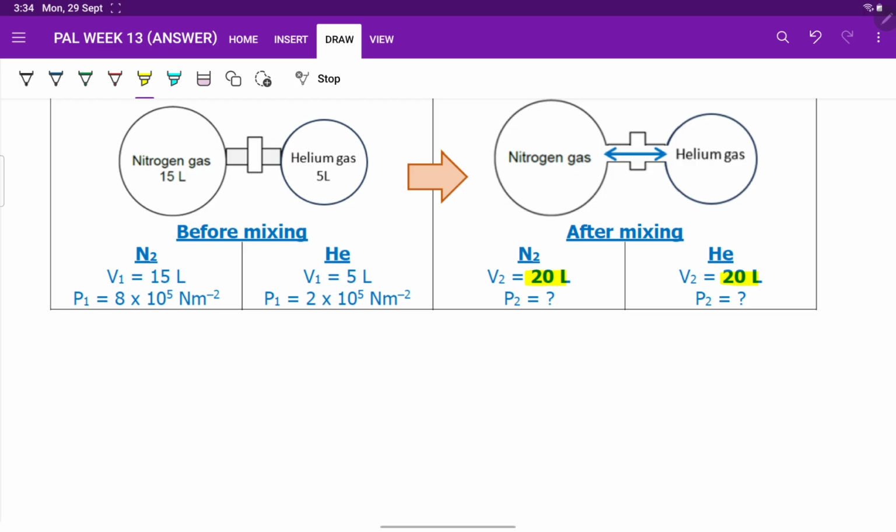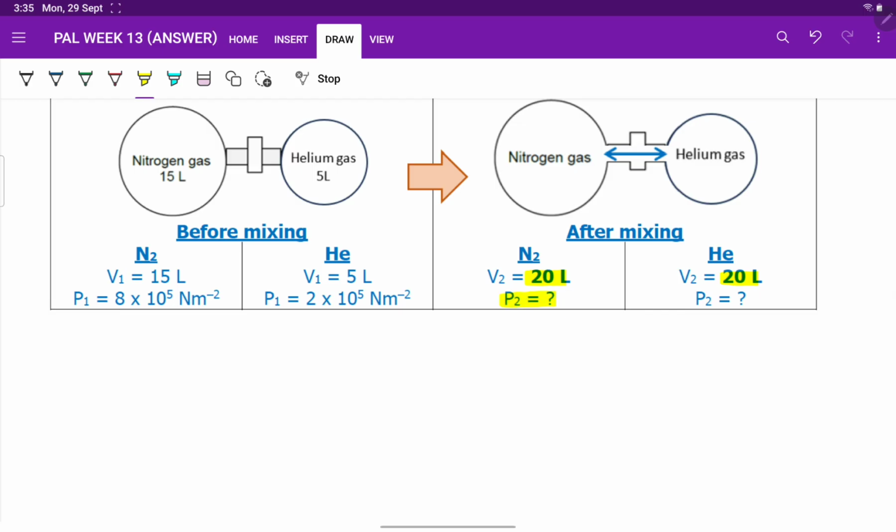Why? Because we know gas will fill the space. That's the property of gas. It will fill the space here, so we can no longer differentiate the 15 liter nitrogen and 5 liter helium. So when they mix together, both gases will take the same volume. So here the volume changes. So the pressure of the gases will also change.